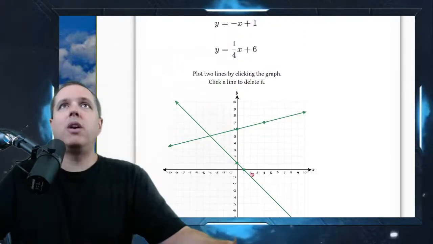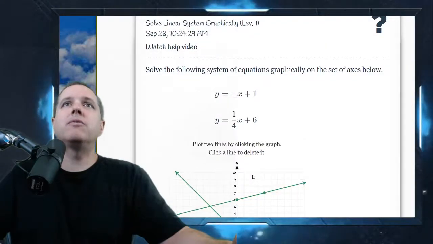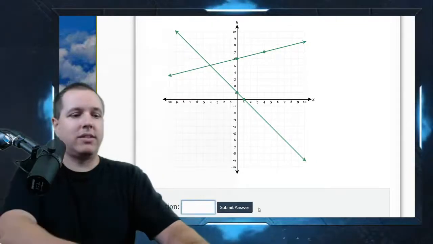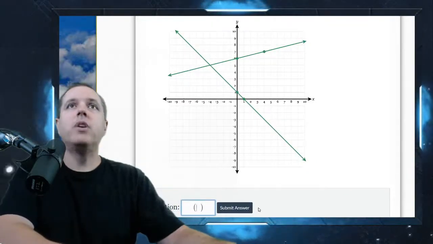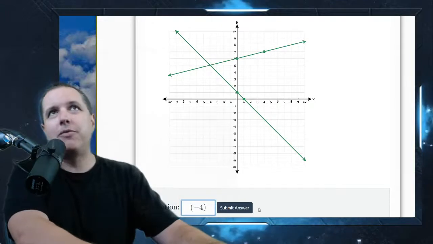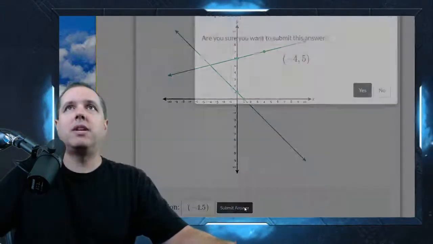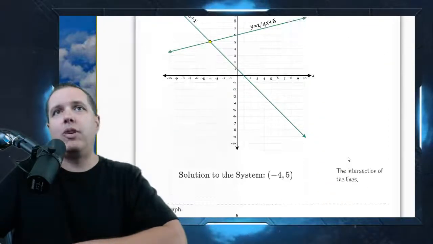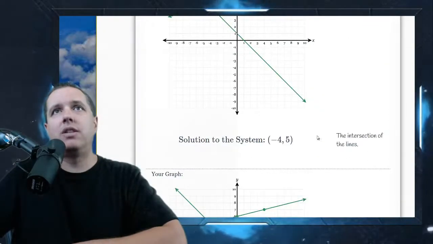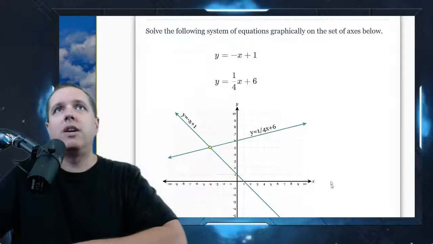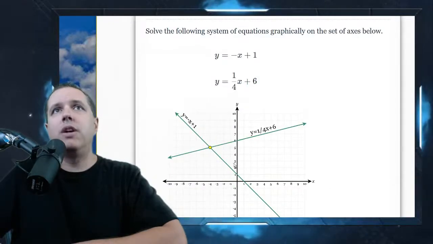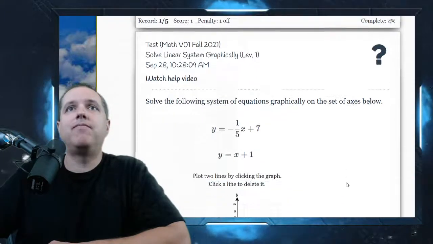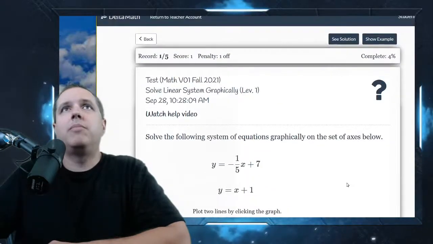So they probably want it, let's see, do they tell us? No, it doesn't say. So I'm going to put it in as a point and see if they like that. I'm going to put it in as negative because I can't remember off the top of my head. Submit answer. Yep, they liked it. They liked it written as a point, right? They even say, solution to the system, written as a point. They've got the two lines, point of intersection. That's how that goes. All right, let's look at the next one. Basically the same thing.